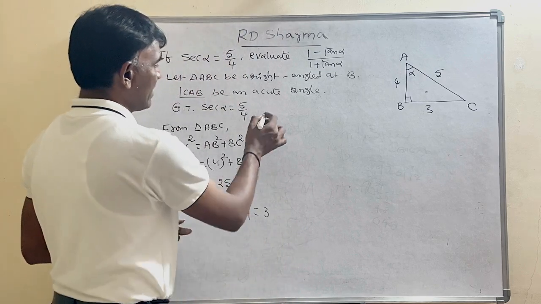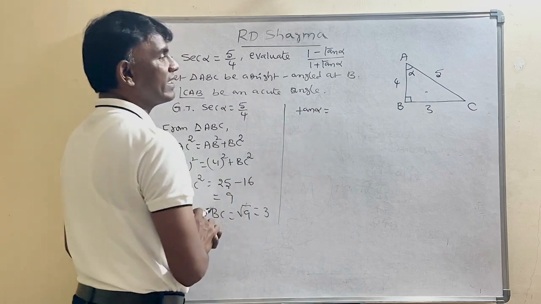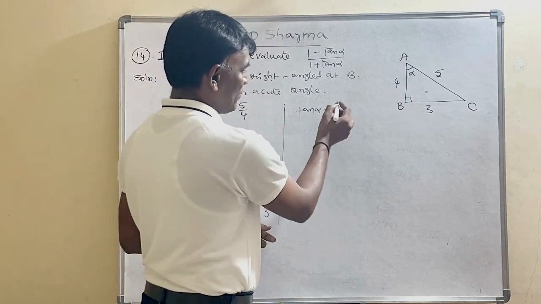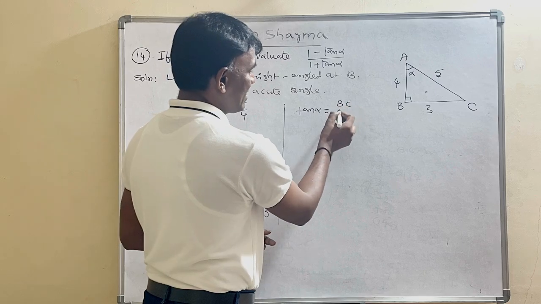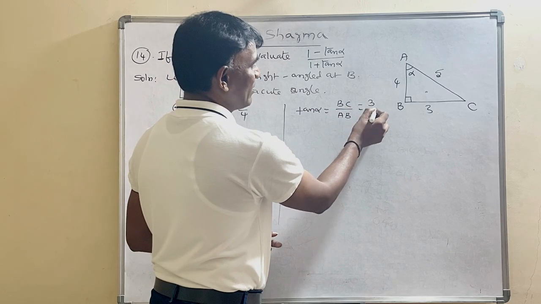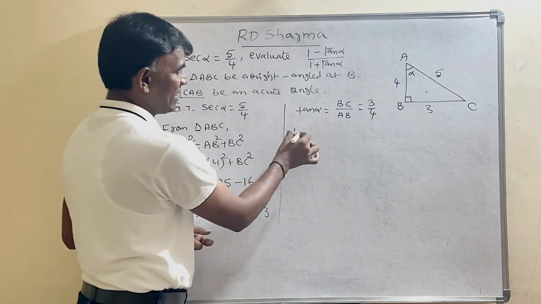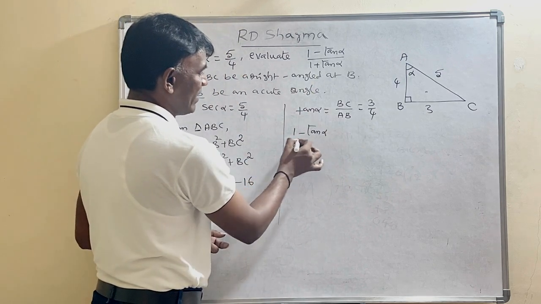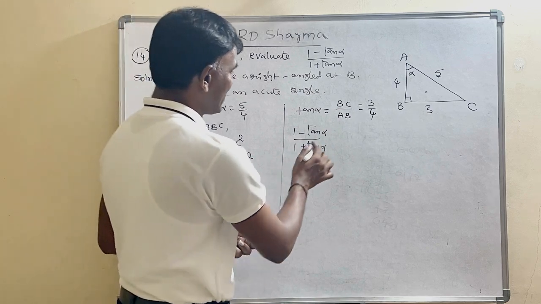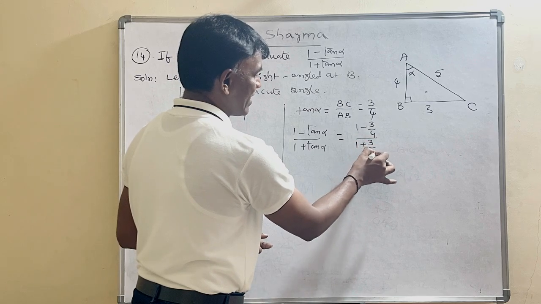And now we find tan alpha. So first we write tan alpha, right? Tan means what? Opposite side divided by adjacent side. So opposite side means BC, adjacent side means AB. Now BC value is 3, AB value is 4. And by using this we find the required value, that is 1 minus tan alpha divided by 1 plus tan alpha. Now what is the value of tan alpha? That is 3 by 4. So 1 minus 3 by 4 divided by 1 plus 3 by 4.